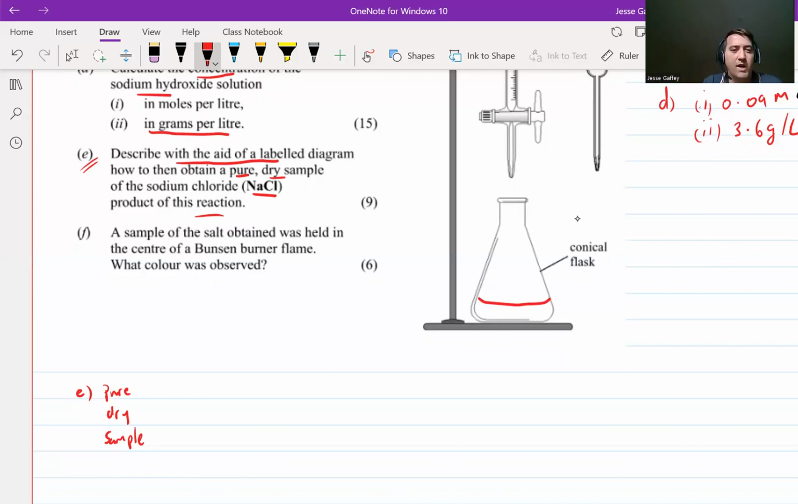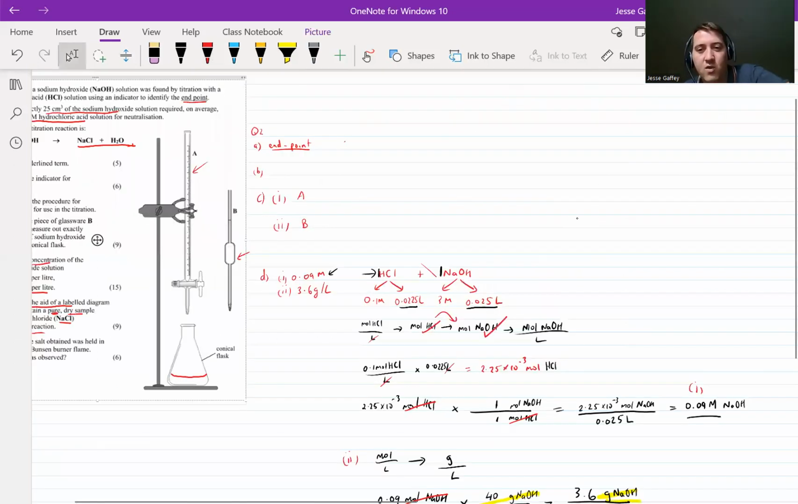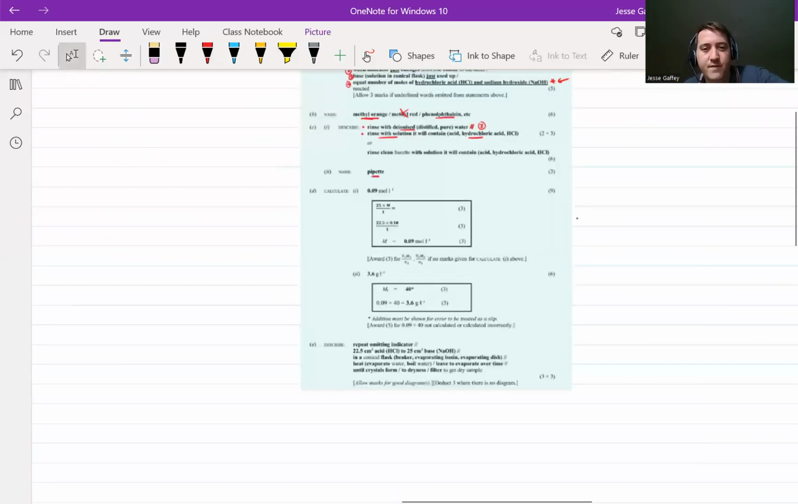Okay, and I need to remind you of one more thing. If it's going to be a pure sample of the salt, it can't have any indicator in it. So how do we do this to get the salt with no indicator at the end? Pause the video and describe your procedure now. Okay, so let's go and check what they were looking for in our answer here.